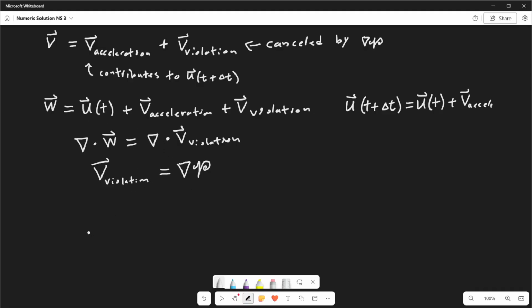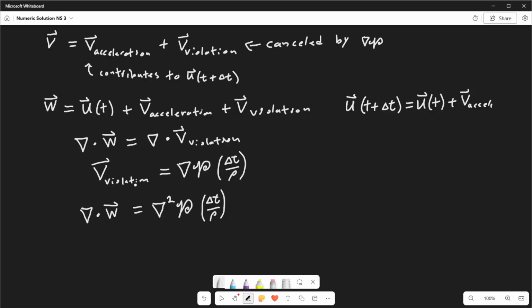So putting these two things together ultimately comes up with the equation that the divergence of W equals the divergence of the gradient of pressure. Except I also have some constants in here, there's also a delta T over rho. With these constants, delta T over rho, I'll multiply it out.